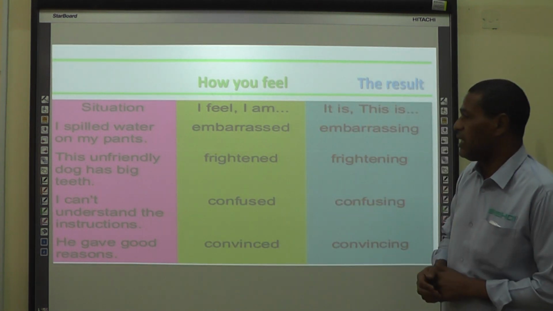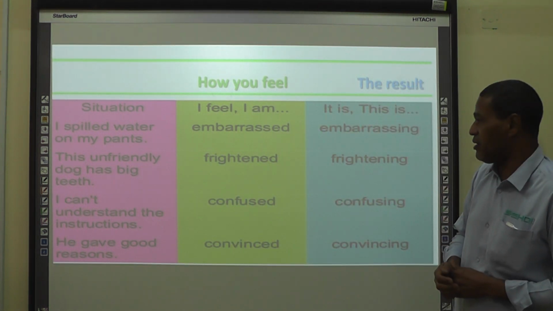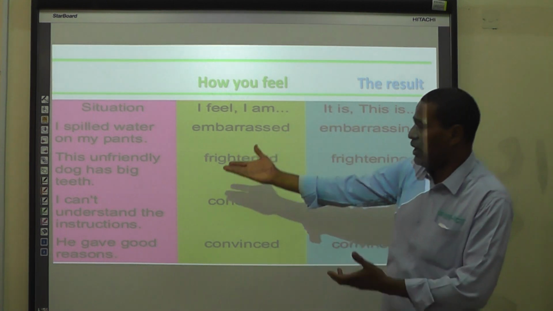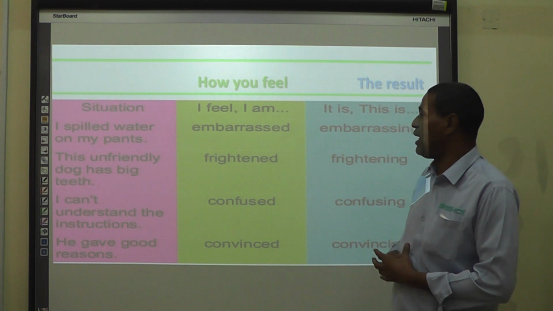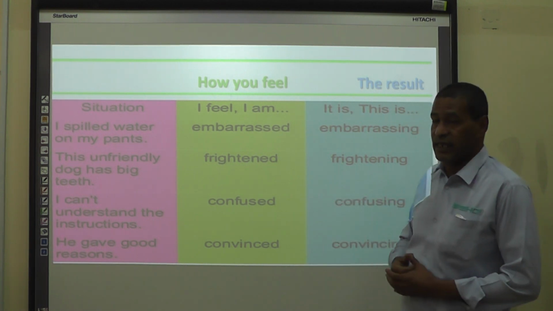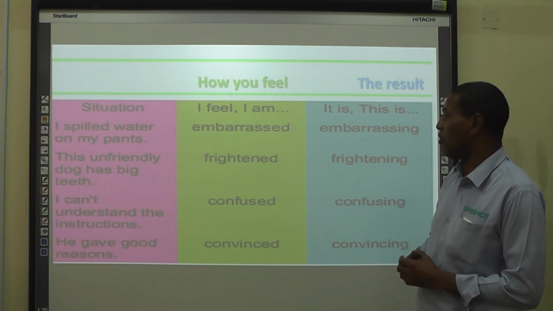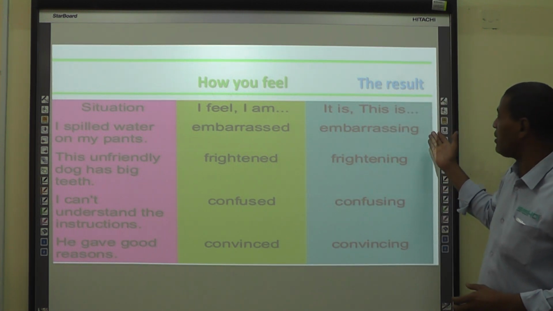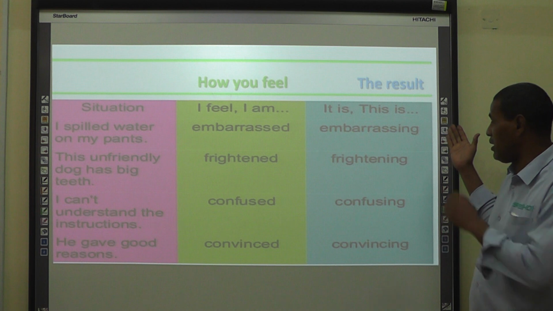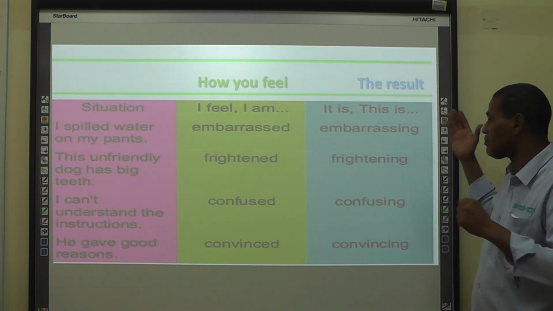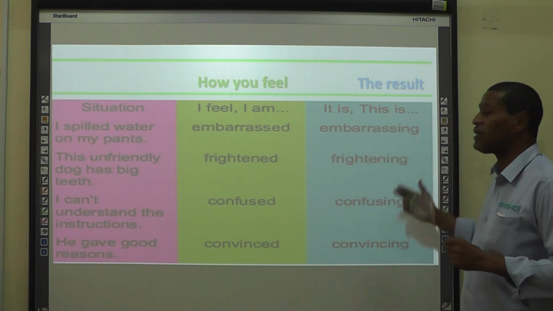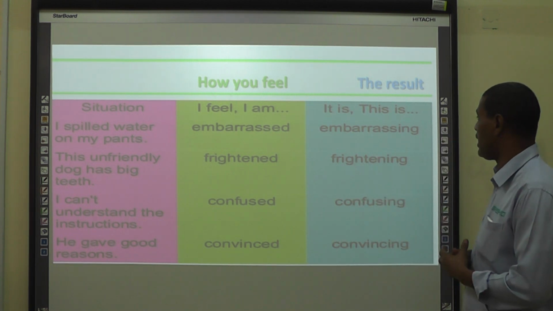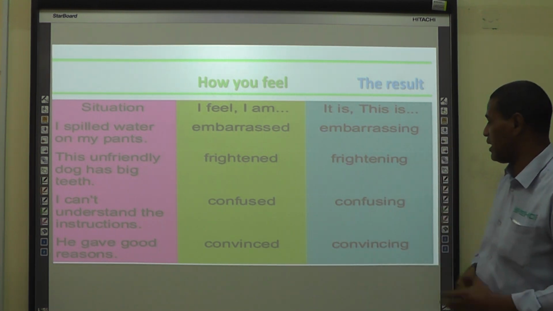This unfriendly dog has big teeth. So if you are going to talk about how you feel about this dog, say, I feel frightened by this dog, or I'm frightened. If you are going to talk about the result, you can say it is frightening. Just seeing this dog is frightening, or this is frightening.